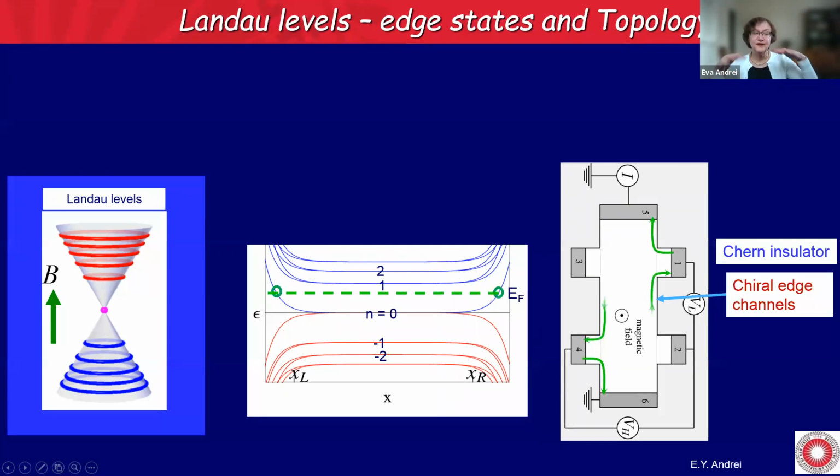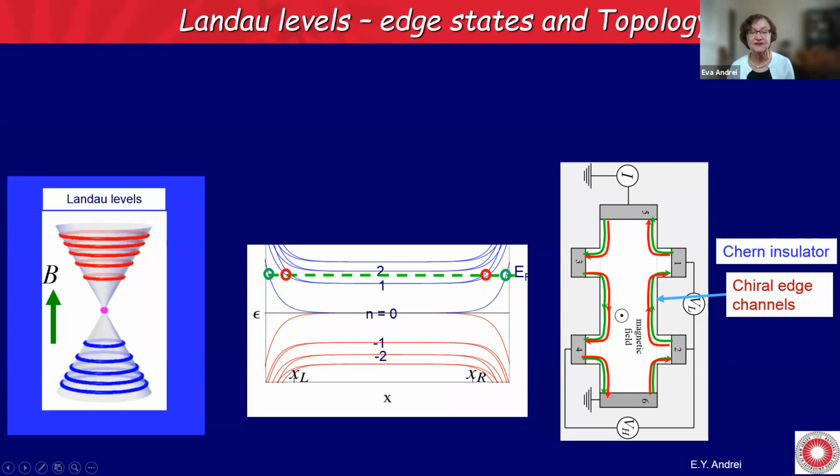Now you throw in electrons and you bring your Fermi energy into a gap between Landau levels. What happens? It intersects the edges. It creates really one-dimensional states which run along the perimeter of your sample. You throw in some more electrons. Now the Fermi energy is in the gap in the middle of the sample, but it intersects the edge states at the edges. And we have another one-dimensional channel. So now we have two channels.